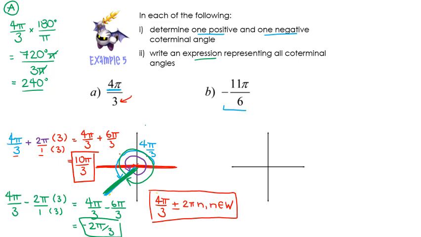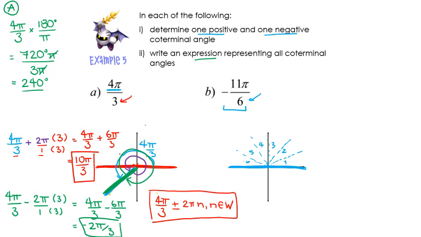Now for b, I've got negative 11 pi over 6. Now to draw this for my terminal angle, I'll look at the denominator again. So because my denominator is 6, I'm going to split my top region of my grid into 6 equal parts as best as I can. So let's say this is 1, that's 2 sections, this is 3 sections, and then 4, and then 5, and then 6. So this is 1, 2, 3, 4, 5, and then 6.